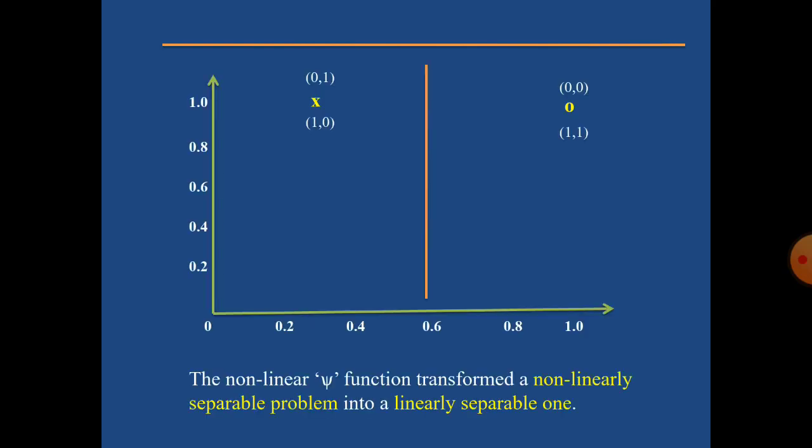If you plot, you see the patterns: here we have two sets of classes. One is the X class and the other is the O class. X class 0 comma 1 and 1 comma 0 is here, whereas O class 0 0 and 1 1 is here. So with a straight line we are able to separate these two classes.